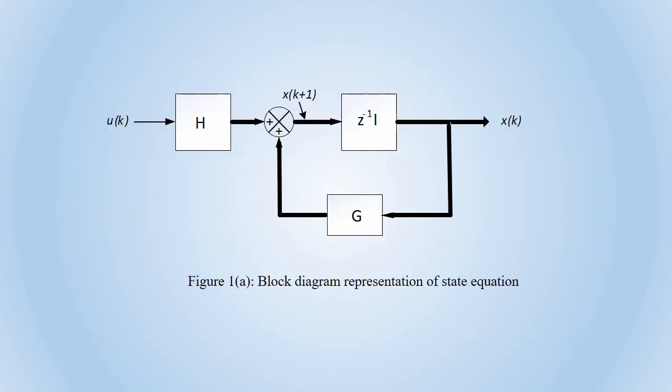Let us see this figure. Now this is the block diagram representation of the state equation. Z to the power minus 1 is nothing but unit delay. So z to the power minus 1 into I. So what does this equation represent?